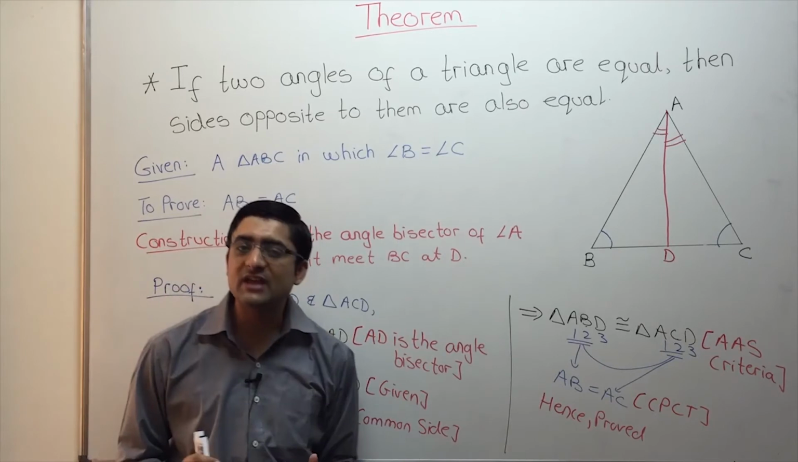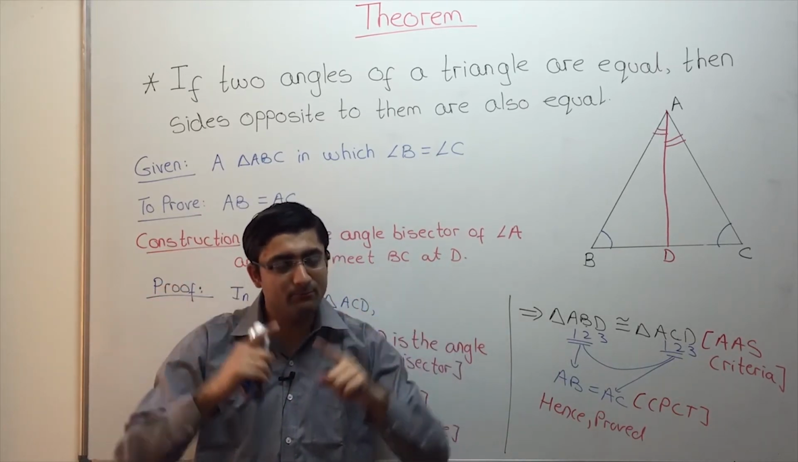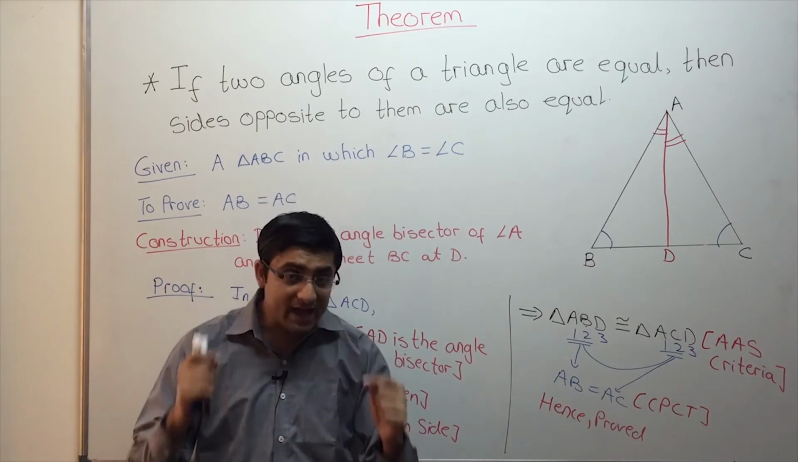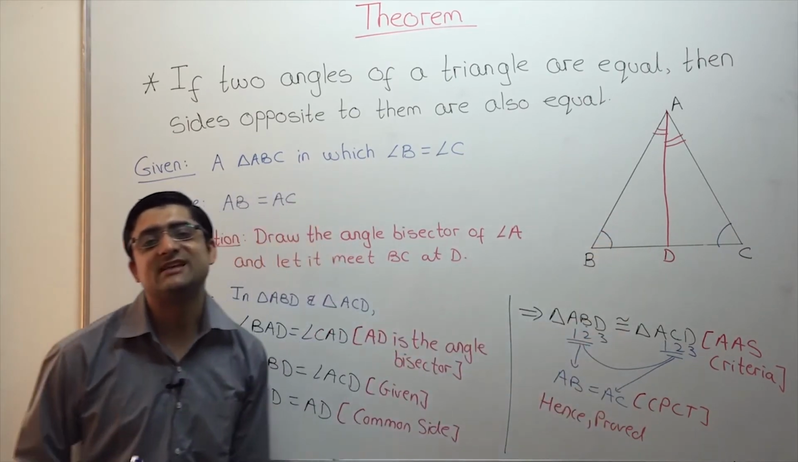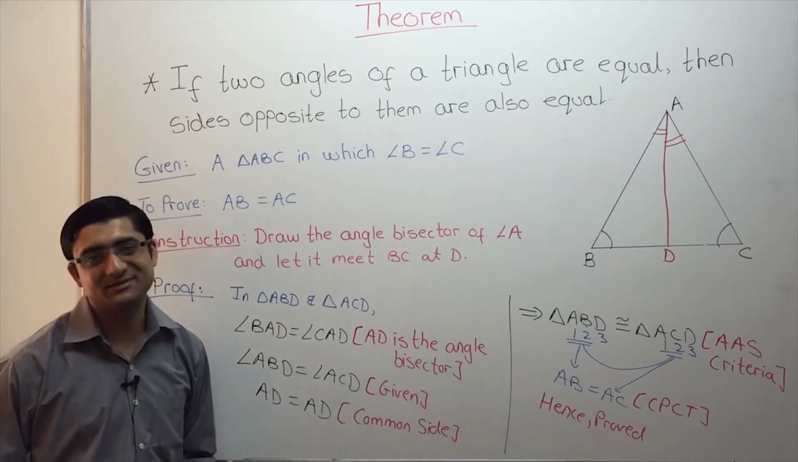In general, whenever we have a question in which you are given a triangle, if two sides are given to you as equal, mark the opposite angles as equal. If two angles are given to you as equal, mark the opposite sides as equal. That is the first thing you'll do, right? So we'll practice this in the upcoming examples.